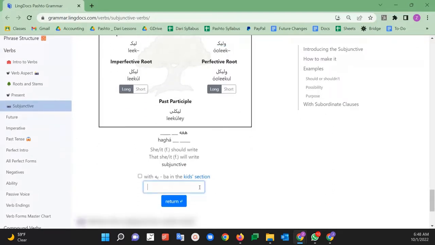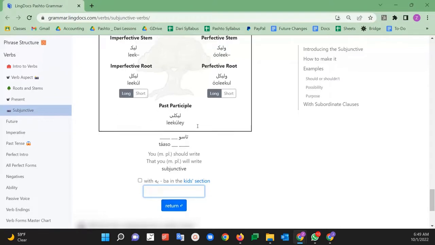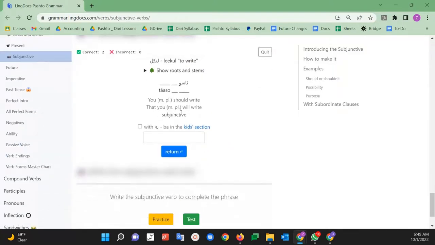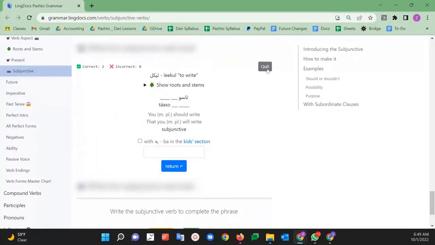So hara, I can't say ulikam, right? Because ulikam is I, but hara is he or she, or in this case, she. I just know that from the translation. So I have to say uliki, okay? And then I say I got it correct. Okay, so go ahead and do that a couple times till you get comfortable.